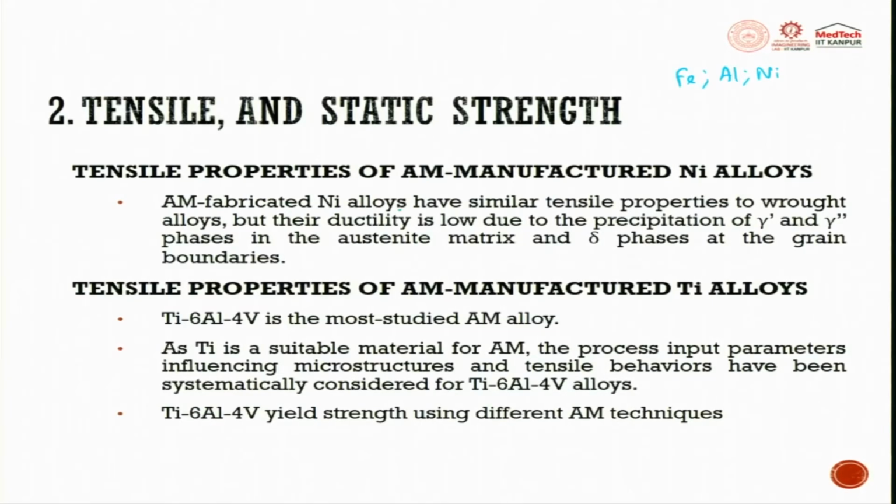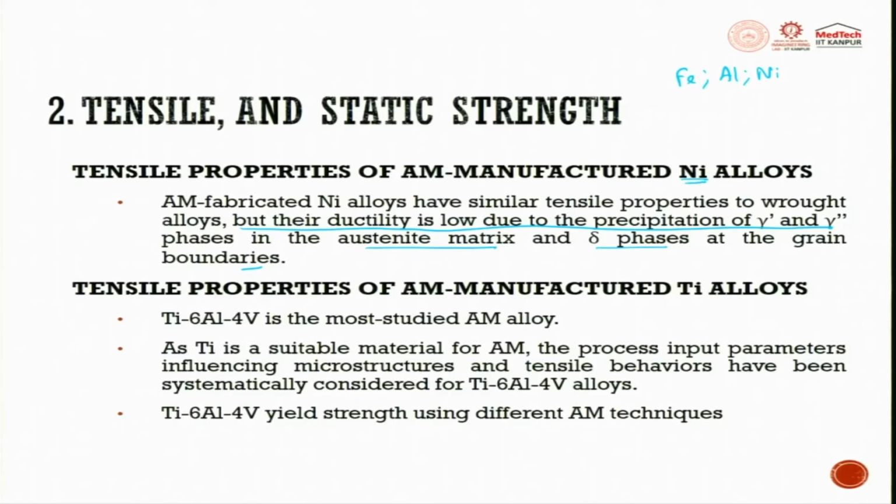AM fabricated nickel alloys have similar tensile properties to wrought alloys, but their ductility is low due to the precipitation of gamma prime and gamma double prime phases in the austenitic matrix and alpha phase at the grain boundaries. Tensile properties are comparable, but the ductility is very low compared to that of nickel.